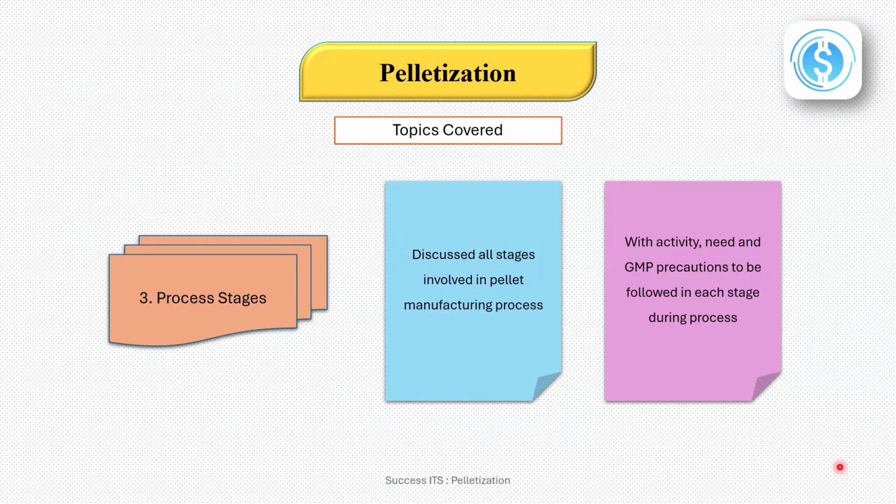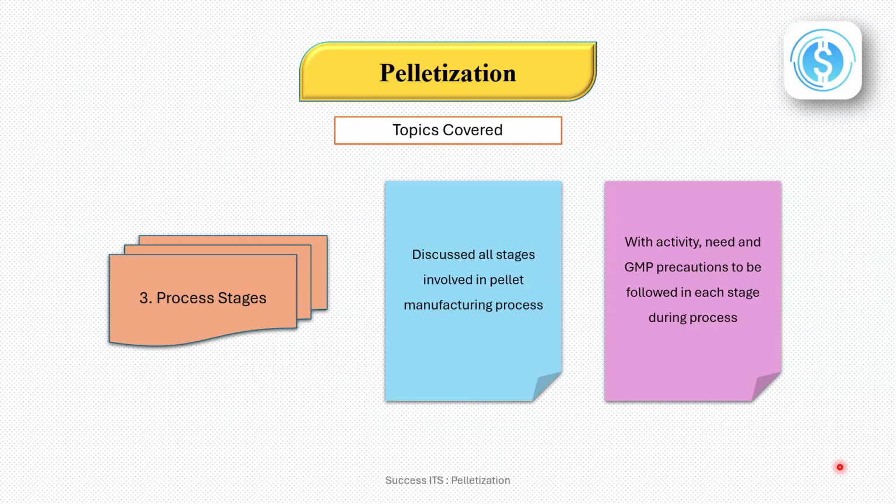In the third session, we will learn about the different stages involved in the pellet manufacturing process. Each stage plays an important role in producing pellets that meet the required quality standards. The complete pellet manufacturing process consists of a series of well-controlled steps. Every stage has a specific purpose and the output of one stage becomes the input for the next stage. Therefore, it is important to perform each activity correctly and follow all standard operating procedures.